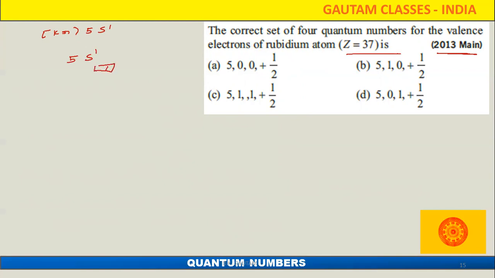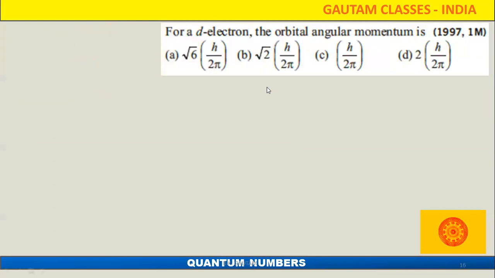When we fill the electron, the principal quantum number comes as 5. What about the azimuthal quantum number for the s orbital? That is 0. If the l value is 0, the m value will also be 0. The spin is either plus 1 by 2 or minus 1 by 2. Here plus 1 by 2 is given everywhere, so we write plus 1 by 2. So 5, 0, 0, plus 1 by 2. That means A is our correct answer. This question was asked in JEE Advanced 1997.